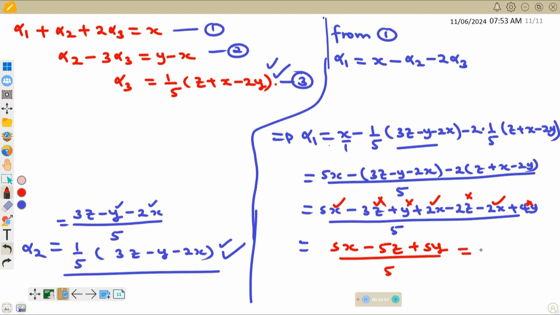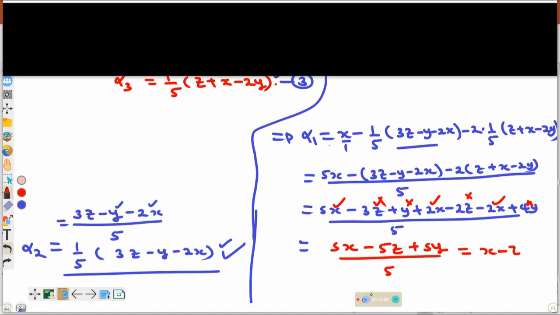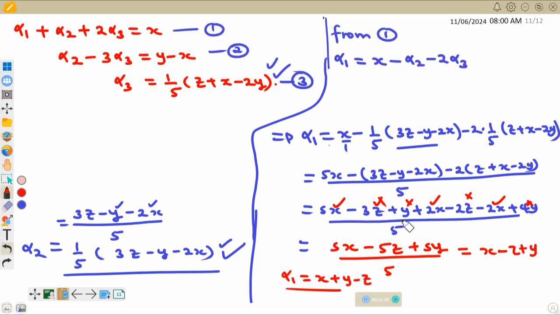So of course this will give us x minus z plus. So on simplifying this, we shall be able to obtain 5x minus 5z plus 5y divided by 5, which will give us x minus z plus y. So we have got the value of alpha 1 as x plus y minus z. We have got the value of alpha 3. We have got the value of alpha 2.